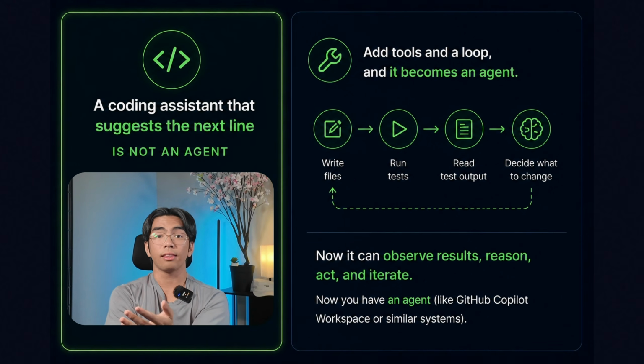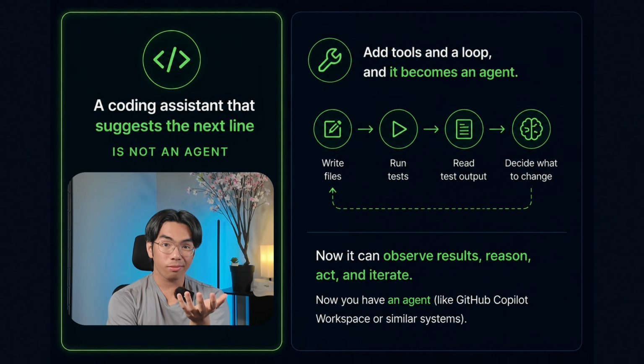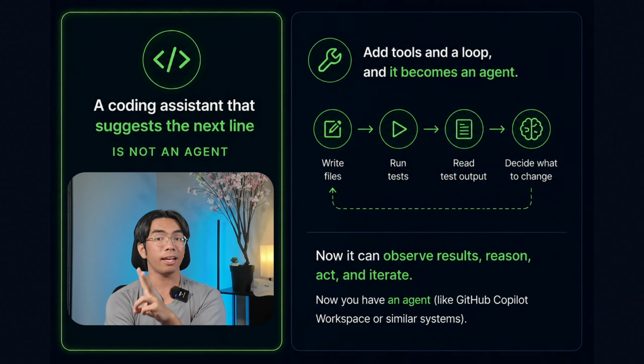3. A coding assistant that suggests your next line. That's generative AI doing next token prediction inside a conversation. But, and here's the upgrade path, if you add a tool that lets it write files, run tests, read the test output, and decide what to change based on that, now you have an agent. Same exact starting point, but it's just one set of capabilities away from crossing the line between a level 3 automation and a level 4 agent.